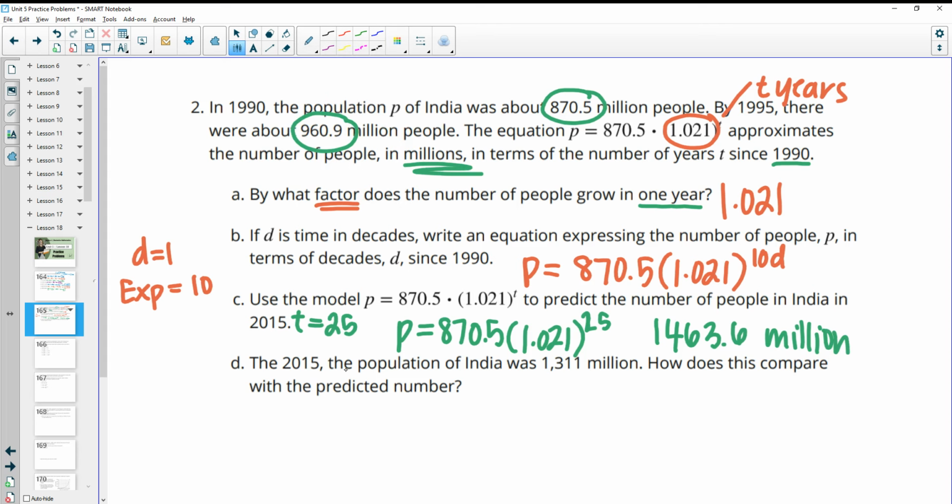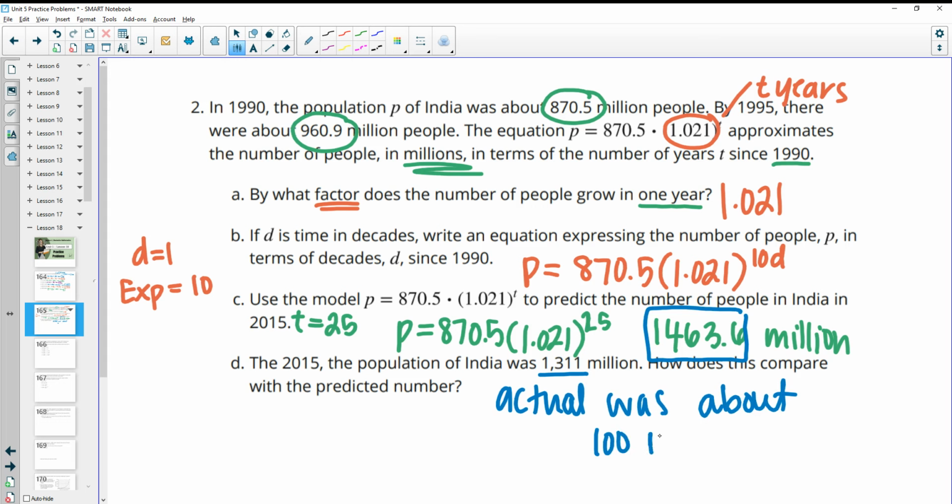Then it says in 2015, the population was actually 1,311 million. How does this compare to the predicted? So here's the predicted is 1,463 million versus 1,311 million. So how does the actual compare to the predicted number? So the actual was about 100 million lower. So it over predicted the population, right? The model over predicted the actual population.